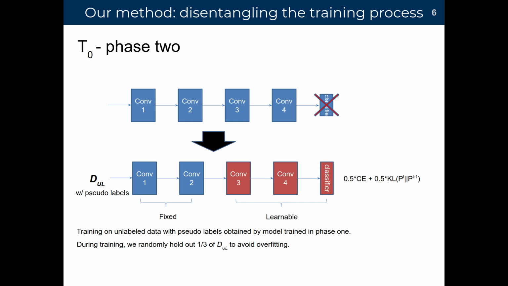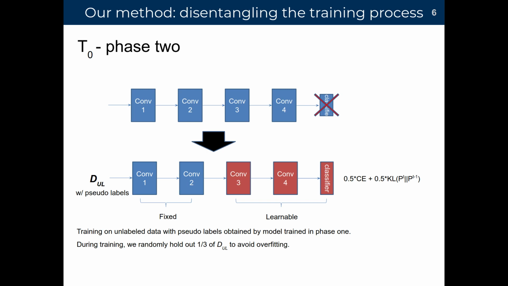To this end we produce pseudo-labels on the unlabeled data extracted at the end of the first phase. Then we minimize our objective loss which is a weighted average of a cross-entropy loss for classification and a consistency loss used in traditional semi-supervised learning pipelines. To further avoid overfitting we held out 1/3 of the unlabeled data during this phase.